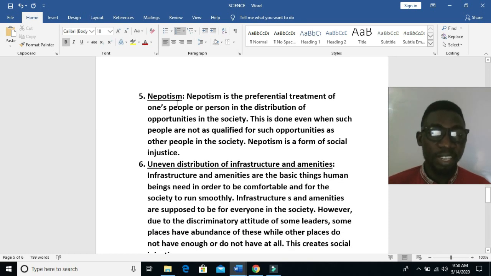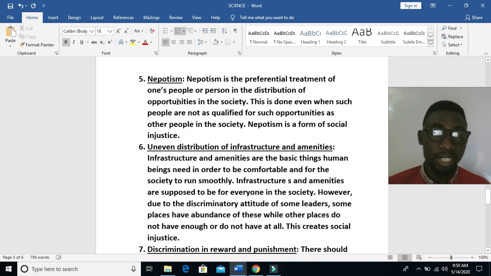I'm very sure you're learning a lot of new terms today, so take note of the terms. This will as well build your vocabulary. It helps you understand a lot of things better. Nepotism is a preferential treatment of one's people or person in the distribution of opportunities in the society.